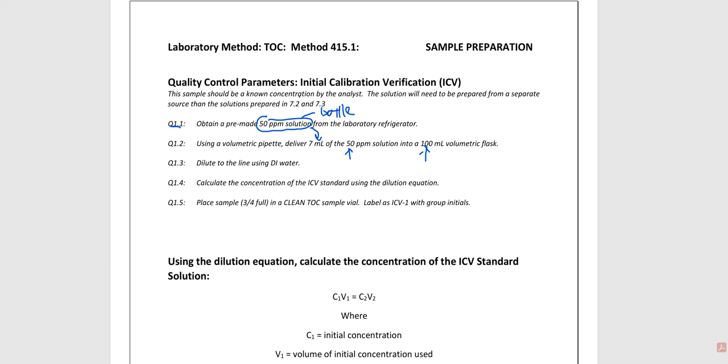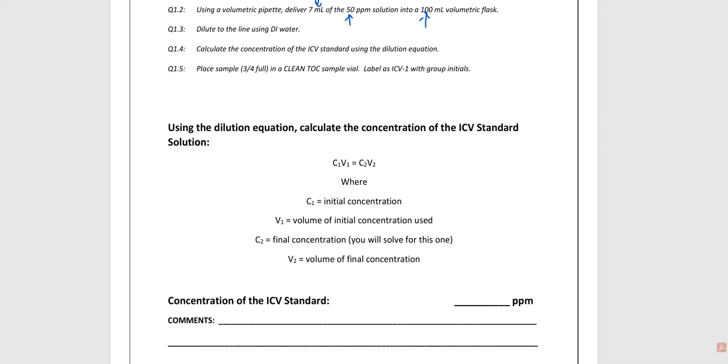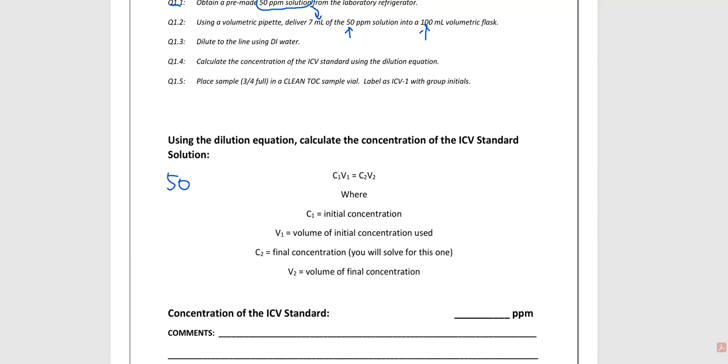Then it says calculate what this concentration should be, and you're going to need the dilution equation in order to do that. So place a sample 3/4 full into a clean TOC sample container and label it as ICV1 with your group initials. All right, so here's the dilution equation again. My initial concentration is 50, and these directions have told me take 7 milliliters of that. We want to calculate the new concentration that I'm ending up with, the final one, and we have made 100 milliliters of that solution. That's what those directions told me from up above.